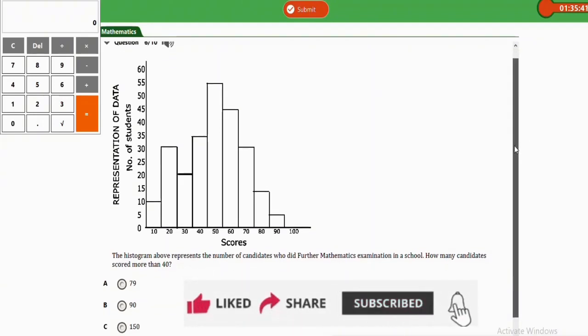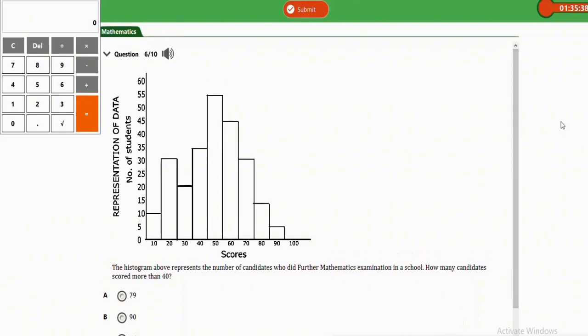Okay, so having known this, let's solve this particular question. Now, candidates that scored more than 40 is actually easy. So from this histogram we have, let's do the math. More than 40, so let's take people that scored 50. The horizontal axis is for the score, the vertical axis for number of students. So people that scored 50, we have the number of students to be 55 when you trace it.